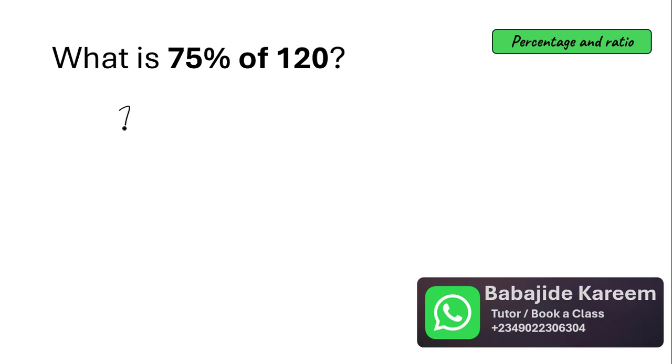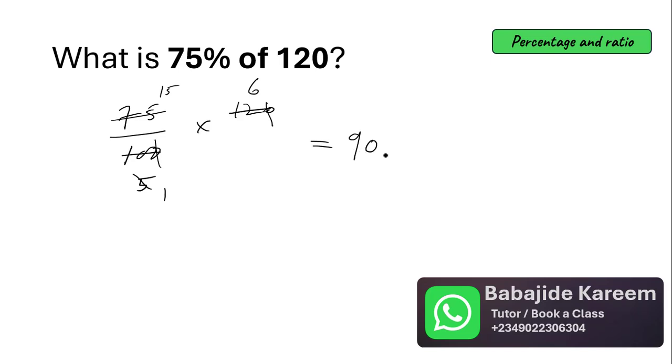What is 75% of 120? So 0 cancels out 0. We have 10, we have 12 here. We can still divide by 2 to have 5, divide by 2 to have 6. Then we can say 5 here 1, 5 here 15. So 15 times 6, that is 90, because 15 times 2 is 30, times 3 is 90. So 90. So that's it.